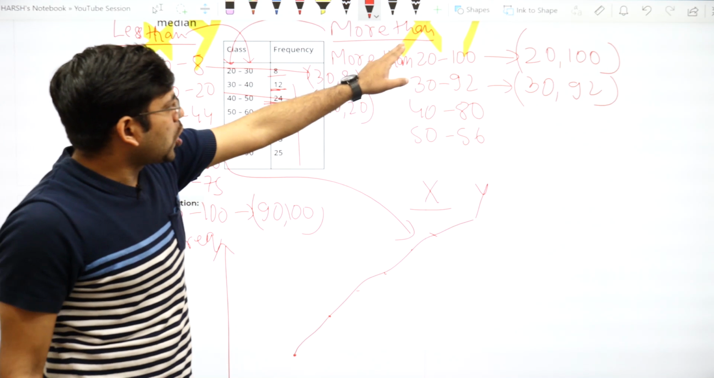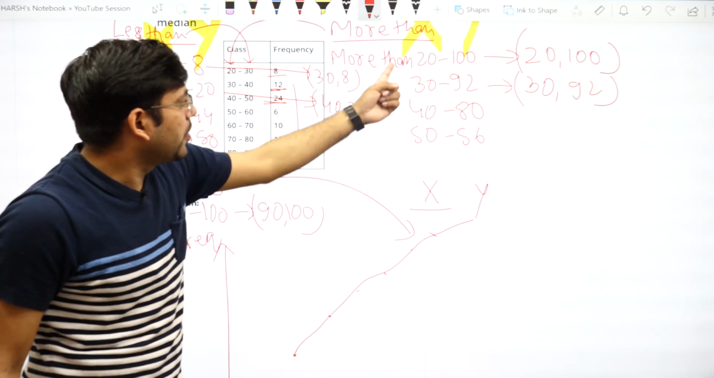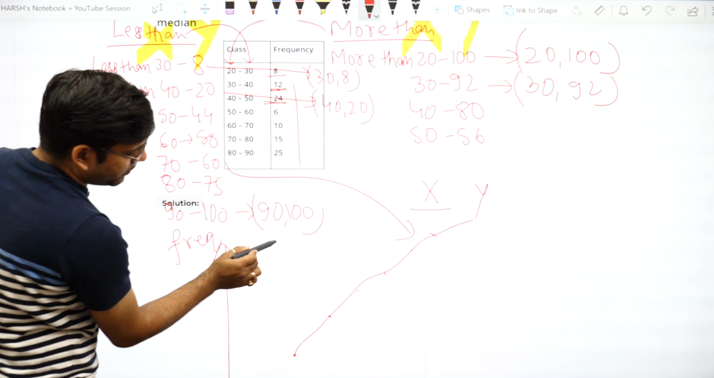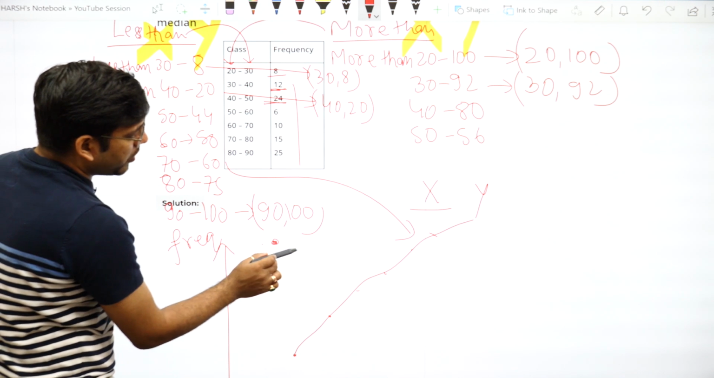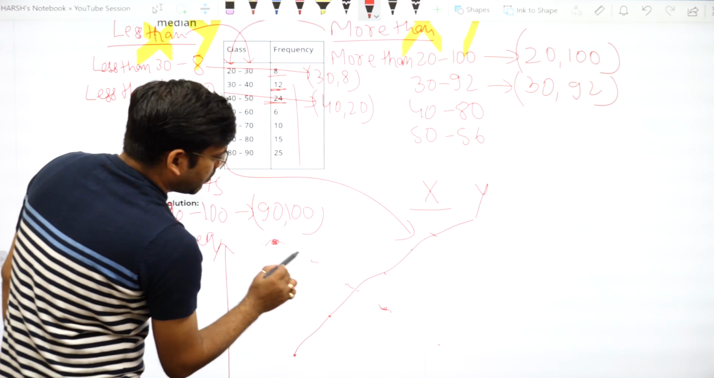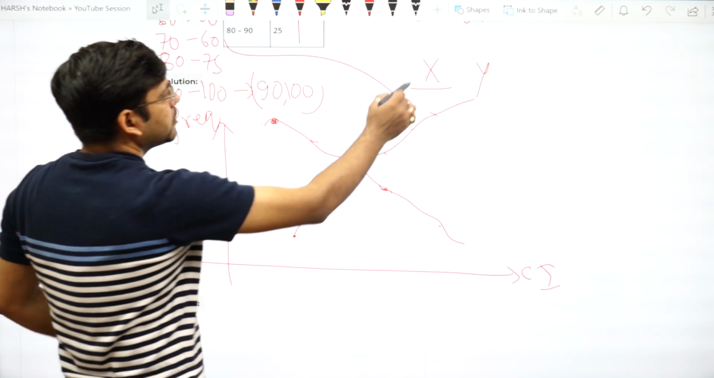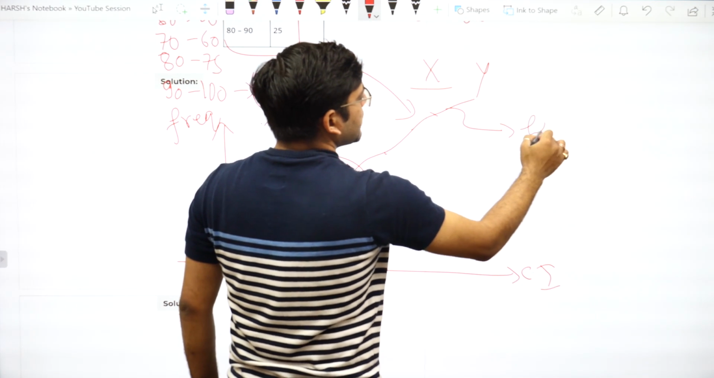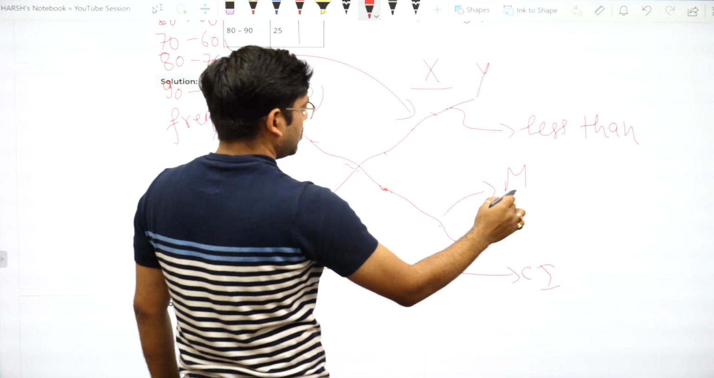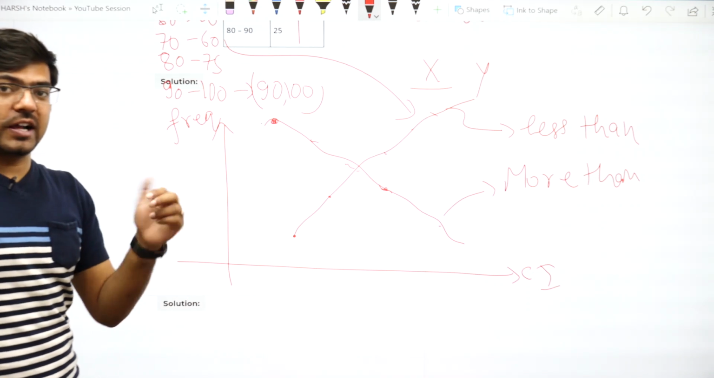Now if you talk about the more than graph, see the y-axis. This y coordinate is decreasing, isn't it? First is 20, 100. So the first point which will be coming is 20, 100 here. 20, 100, and then from here 92, 80, 56 and like this. So it will be a decreasing graph, isn't it? This is called the less than ogive and this is called the more than ogive. More than would be decreasing and less than would be increasing, opposite.